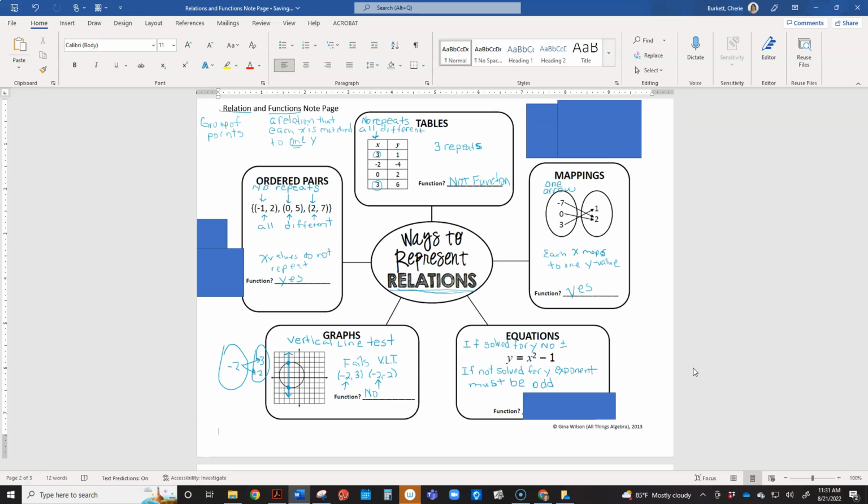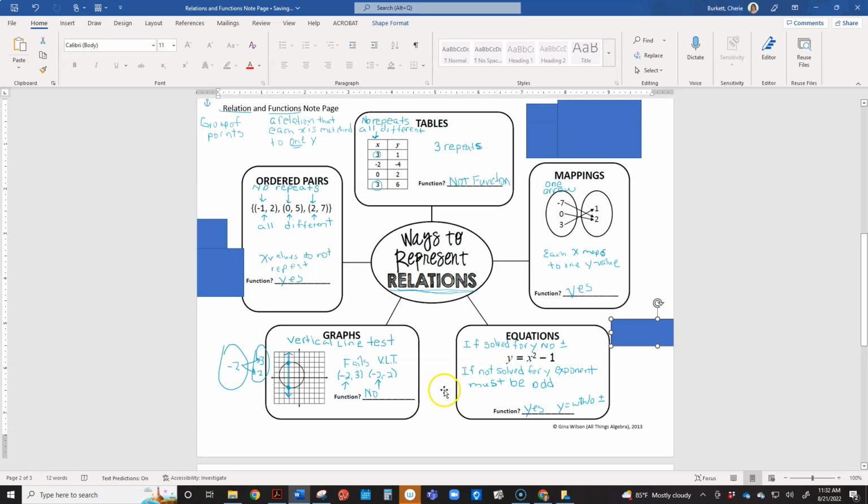If the y is not by itself, then you're going to have to look at the exponent for the y to determine if it is a function or not. If it's not solved for y, and I'll give you some examples, then the exponent on the y has to be odd in order for it to be a function. So is this a function? Yes, because it's solved for y and there's no plus or minus in front of it.